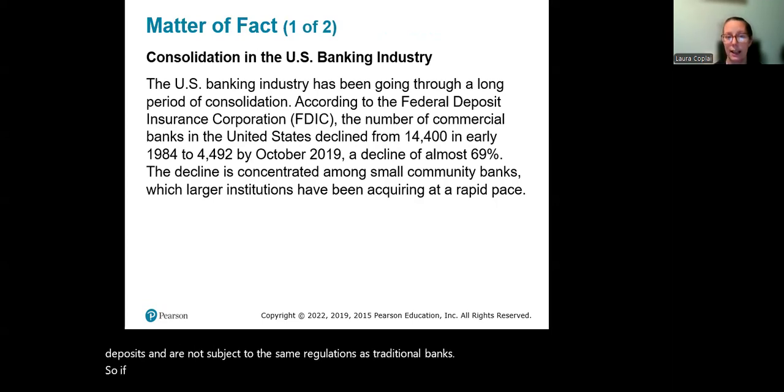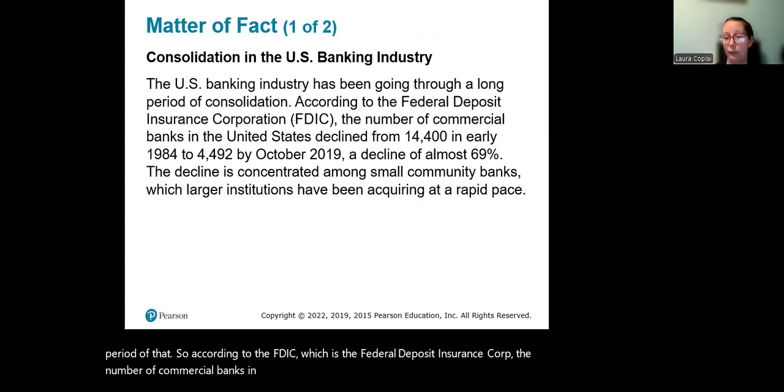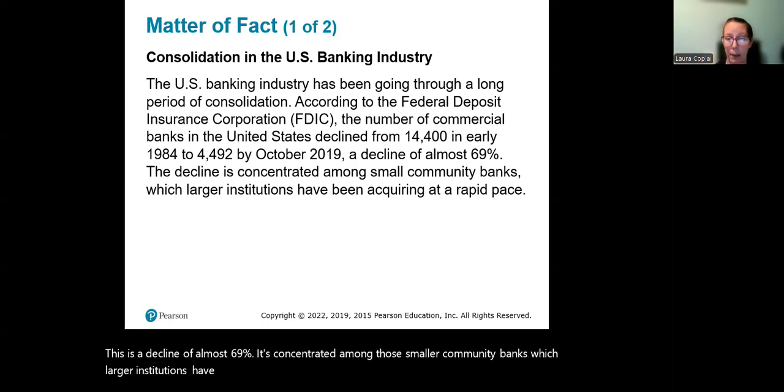So if we look at the consolidation in the U.S. banking industry, it's been going through a long period of that. According to the FDIC, which is the Federal Deposit Insurance Corp, the number of commercial banks in the U.S. declined from 14,400 in early 1984 to only 4,492 by October of 2019. This is a decline of almost 69%. It's concentrated among those smaller community banks, which larger institutions have been acquiring at a rapid pace.